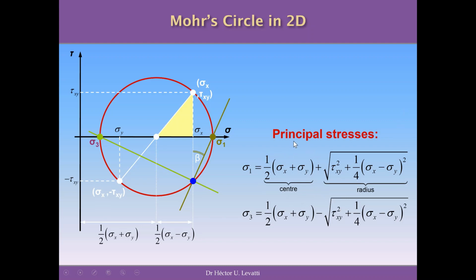And in these formulas, you have to recognize that this one is the location of the center of your circle, and this is the radius. So this helps a lot when you are working with complex problems, because you have a graphical idea of where you find the values, and you're working with a Mohr circle. This is extremely useful.